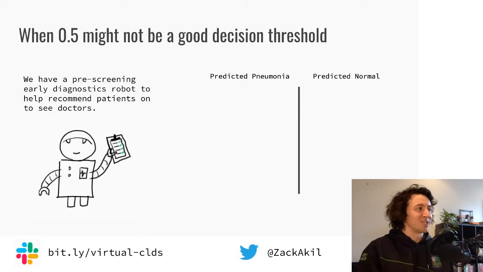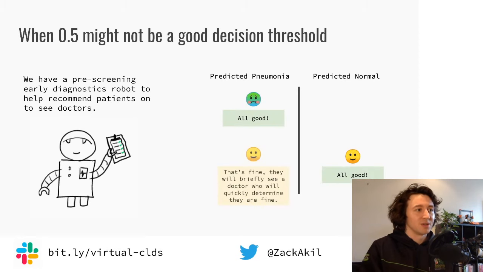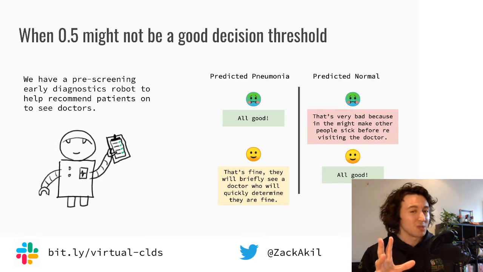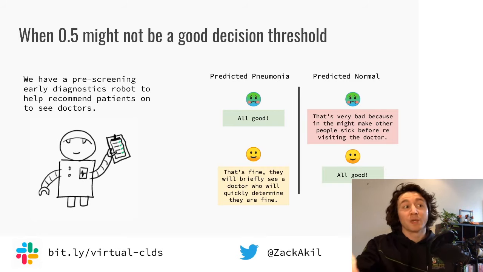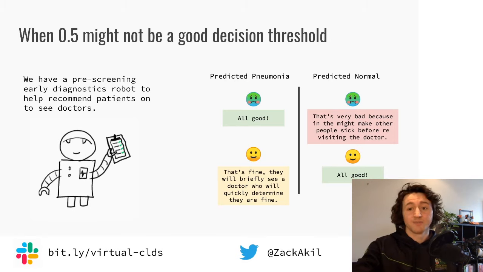Let's flip it a bit. So we now have a new robot. And instead of it administering medicine, it's now just going to send them off to a pre-screening diagnostic and recommend them on to see an actual doctor. So in this case, no real dangerous thing is happening if they get misdiagnosed. So these guys are all good as well. If they get misdiagnosed as having pneumonia, that's fine. They'll see a doctor briefly and then they'll quickly be determined to be okay. But if they get predicted to be normal in this case, that's very bad. Them going off could make more people sick before they end up visiting the doctor again.